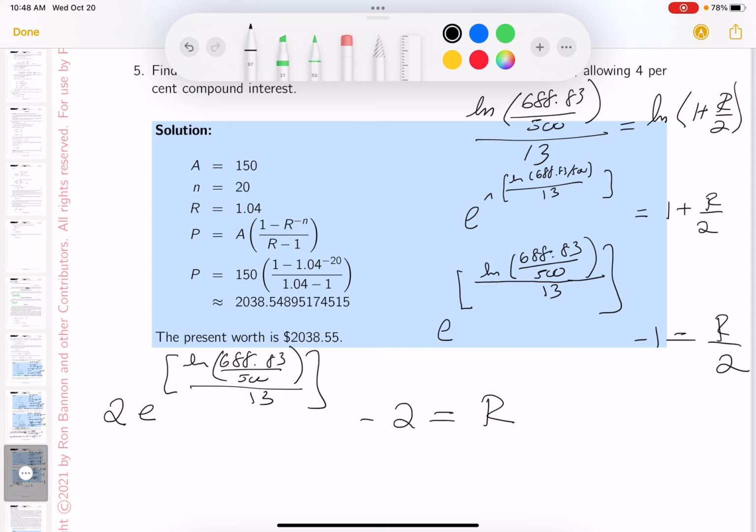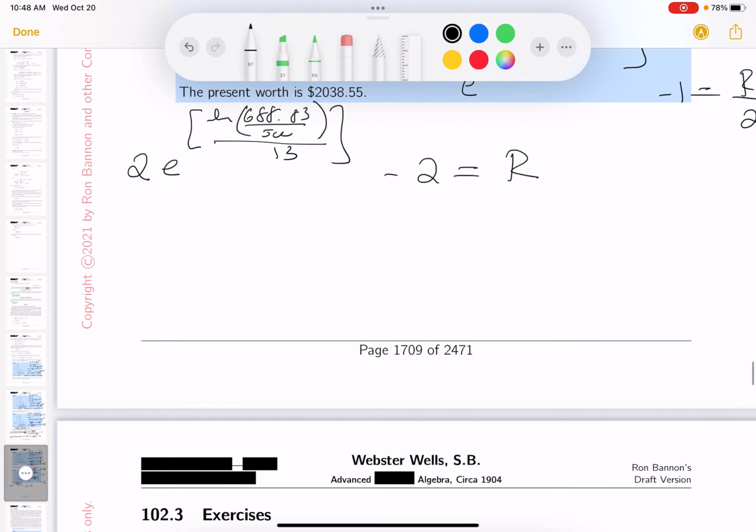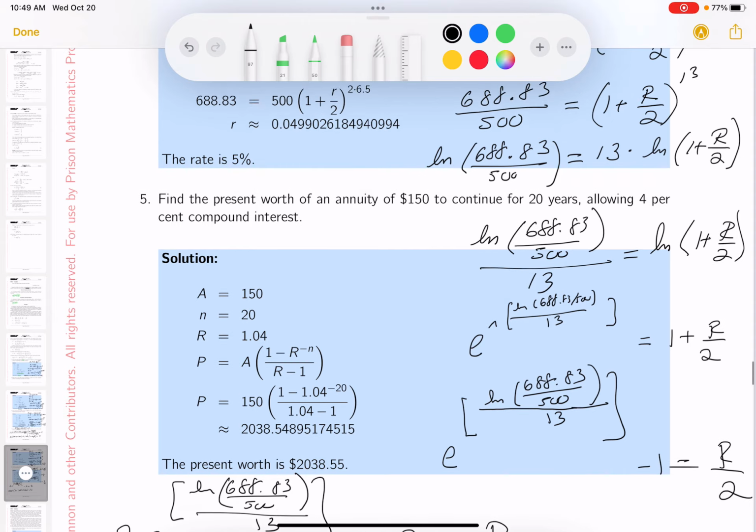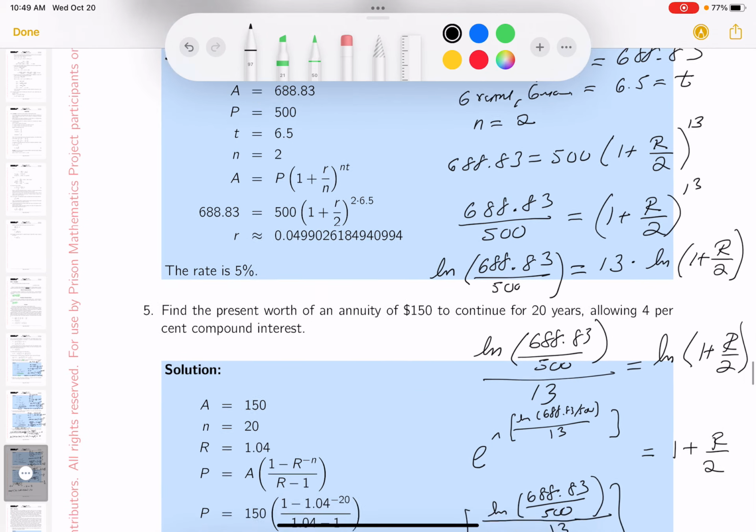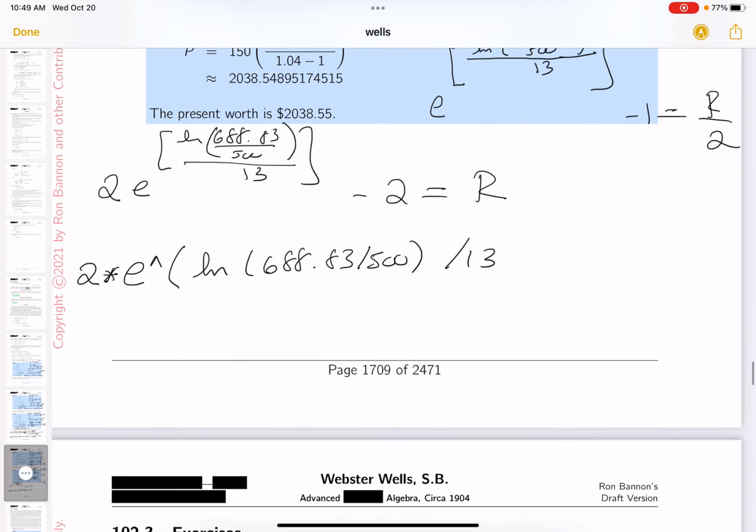All right, let me tell you what this looks like on a calculator. It's going to look bad, there's no doubt about it. So it's going to look like a 2 star e, which on most calculators looks like this over here. E parentheses. What goes into parentheses? Let's write this down. Natural log of 688.83 divided by 500 divided by 13. Let me make sure I'm copying the 13 right. Oh yes, 13. What am I saying? Sorry about that.